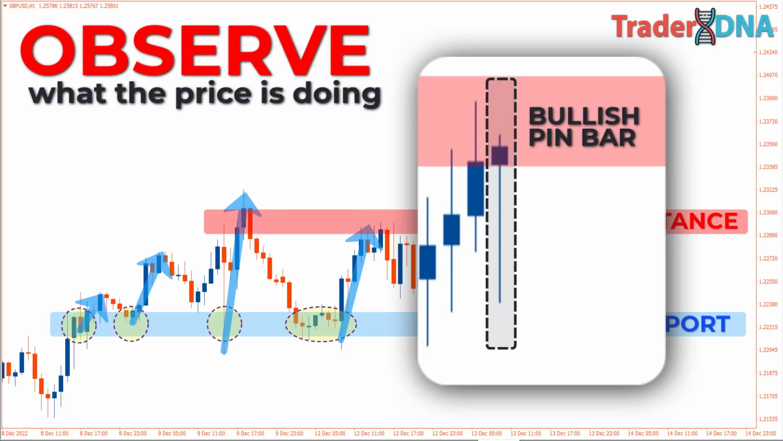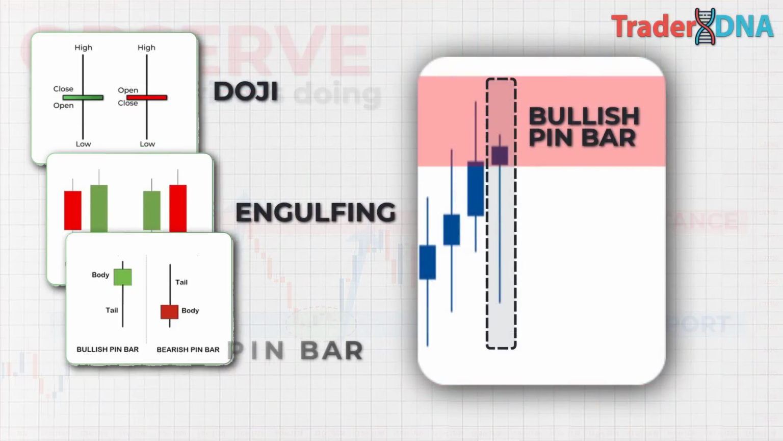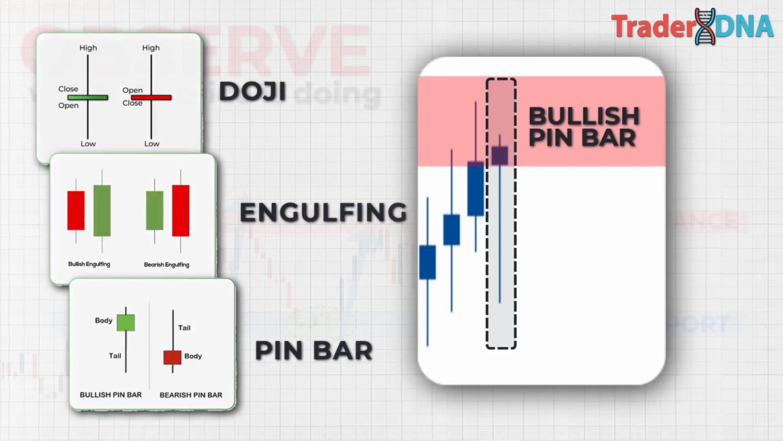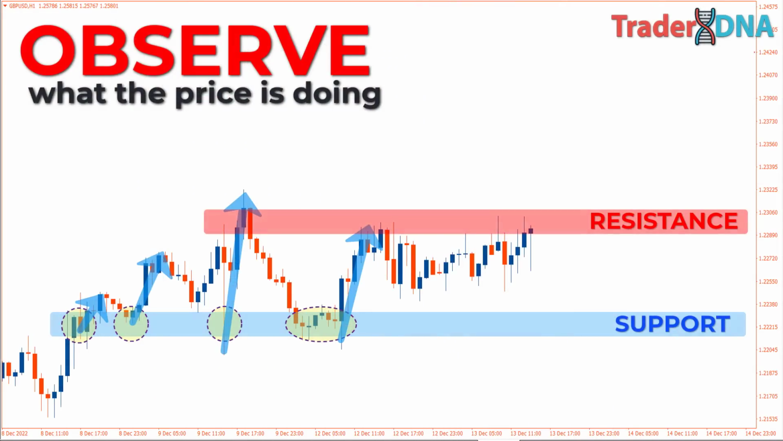By the way, there are numerous reversal candlestick patterns available, so you can choose whichever you prefer. Personally, I favor the doji, engulfing, and pin bar candlestick patterns because they're easy to identify. Observing such patterns in the major resistance area is the first sign for me that prices are likely to continue rising. However, we don't want to enter the trade immediately upon seeing the bullish pin bar. We prefer to wait for multiple confirmations that indicate a genuine continuation.